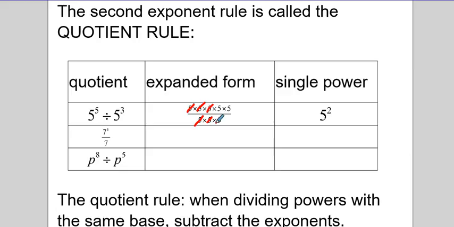What would be the shortcut for this one? Just subtract the exponents. Yeah, so you can take 5 to the power of 5 minus 3, which gives you 5 to the power of 2. Same rule goes to the next one as well. It's 7 to the power of 4 divided by 7. And remember that 7 is 7 to the power of 1. So we can write it as 7 to the power of 4 minus 1, which is 7 to the power of 2.